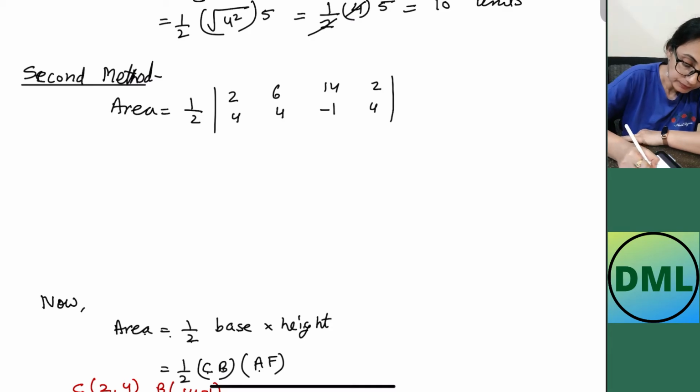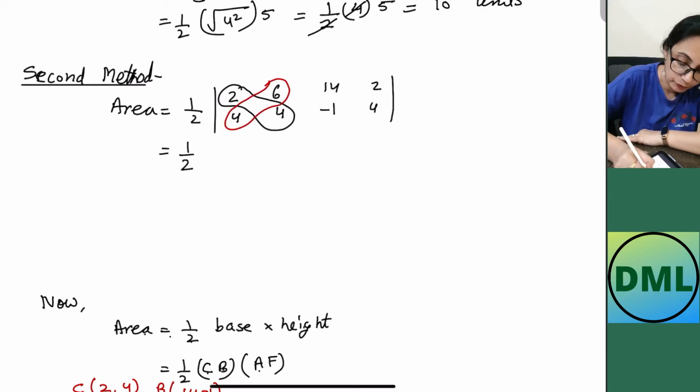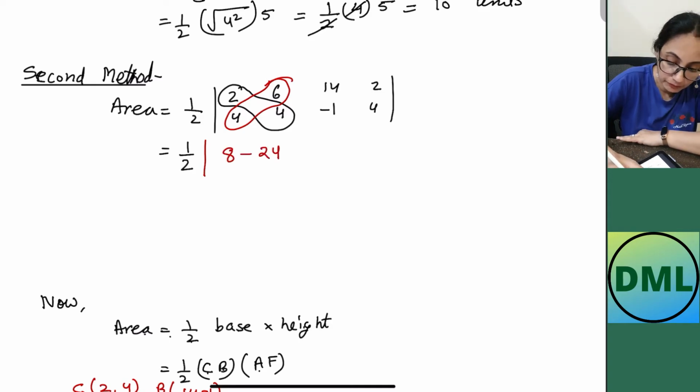Now let's solve that. That is equal to half. I need to multiply 2 and 4 and then I have to subtract 6 times 4. Take the mod here. 4 times 2 is 8 minus 6 times 4 is 24. Now I have to multiply 6 times minus 1 and then I have to subtract 4 times 14.